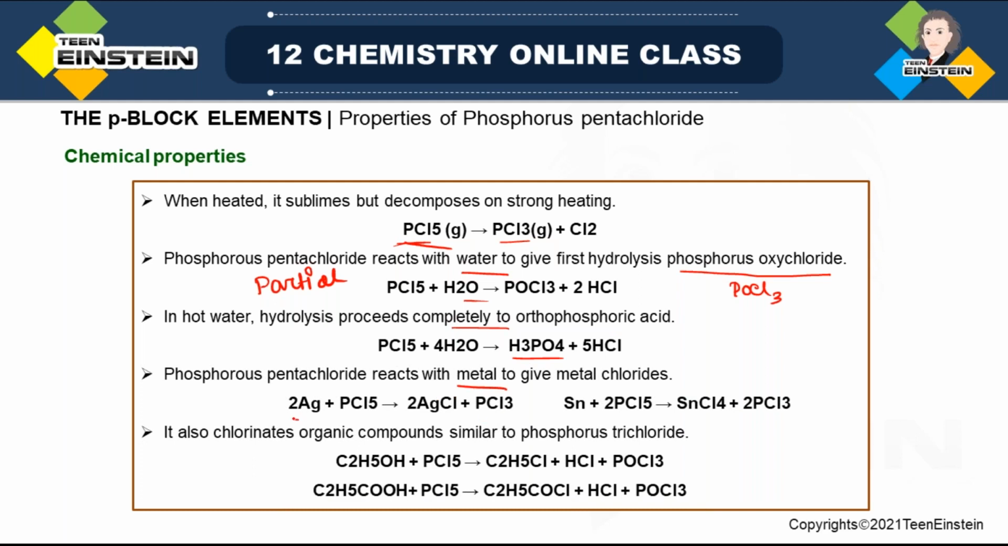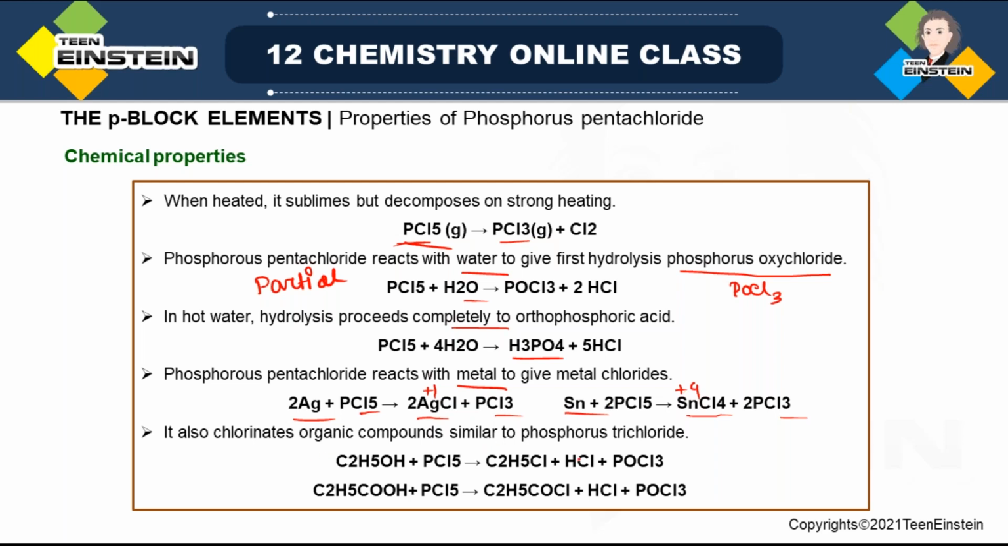Reaction with metal. Here we have taken silver as metal and the metal is converted to AgCl. So from metallic silver we get silver chloride, and PCl5 itself is converted to PCl3. Another metal taken is tin. Tin is also converted to the corresponding chloride, and PCl5 is converted to PCl3. Now the formula is different, and it has to be, because silver can have oxidation state +1, but tin can have +4. So depending on the oxidation state of the metal, the formula is also different.